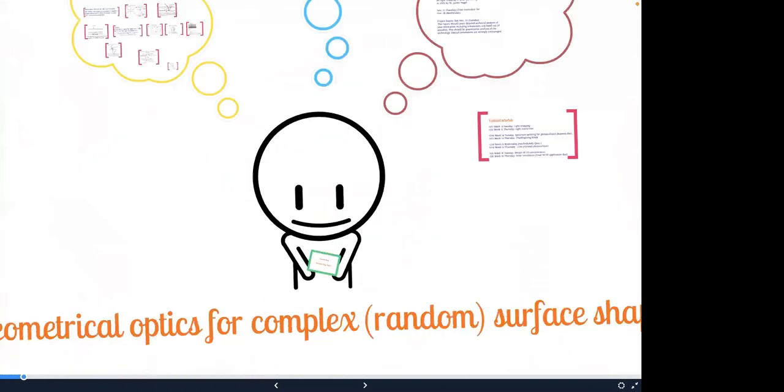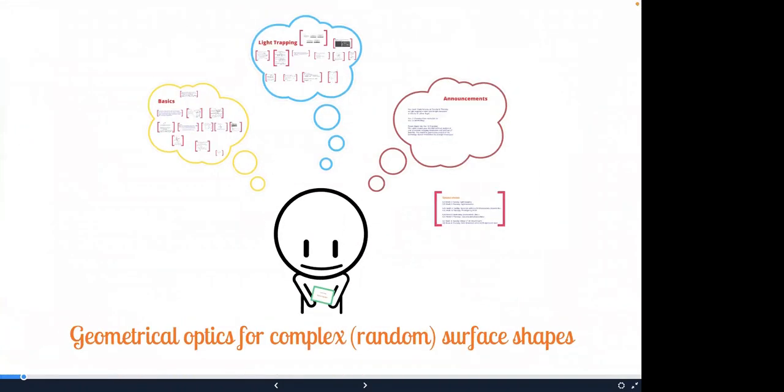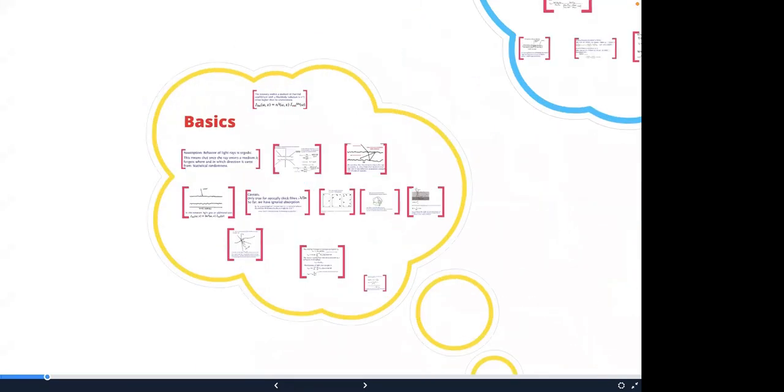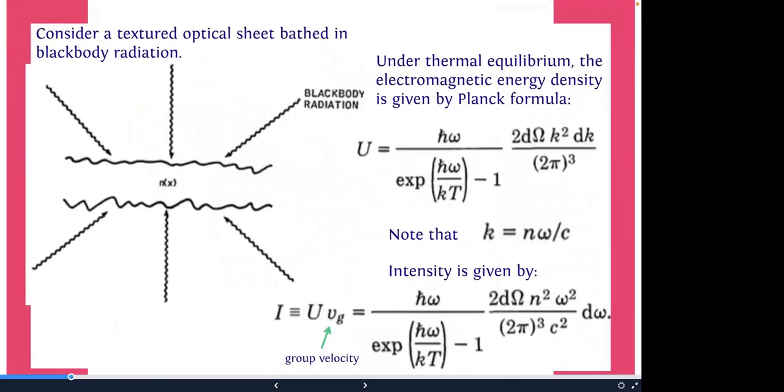So it is essentially geometrical optics for complex and random surface shapes. Now, why is random important? As we all know, random is important for light trapping, which you will learn about next week in a little more detail. But for today, now let's think about the basics. Basics will start from what we are familiar with in geometrical optics and in thermodynamics. So the basic concept, let's look at an example.